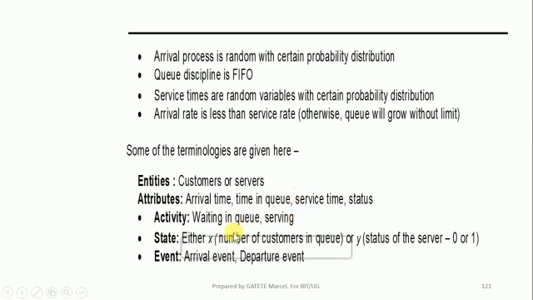State means either X, the number of customers in the queue, or Y, the status of the server. The state of our queue is the number of customers in the queue at a specified time. The status of the server can be 0, idle, or 1, busy or giving service. Events: there can be an arrival event, the arrival of a customer. Departure event means when the customer is leaving.